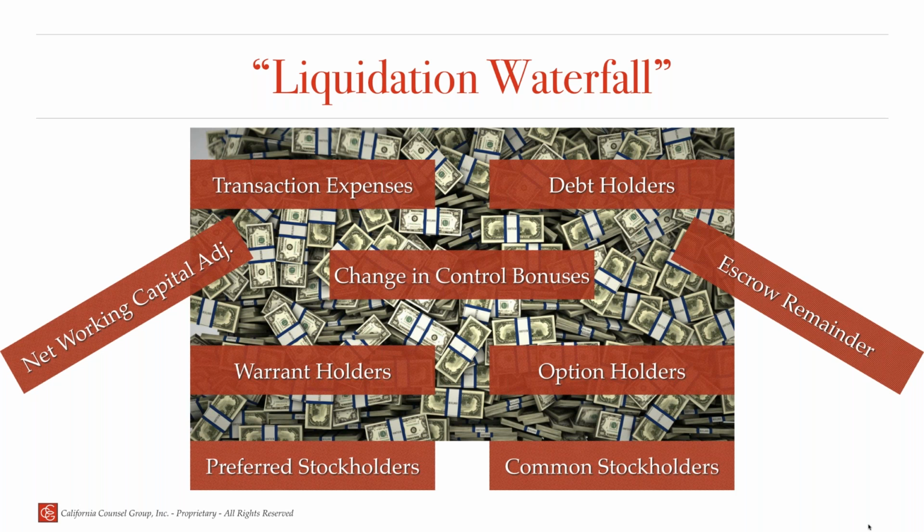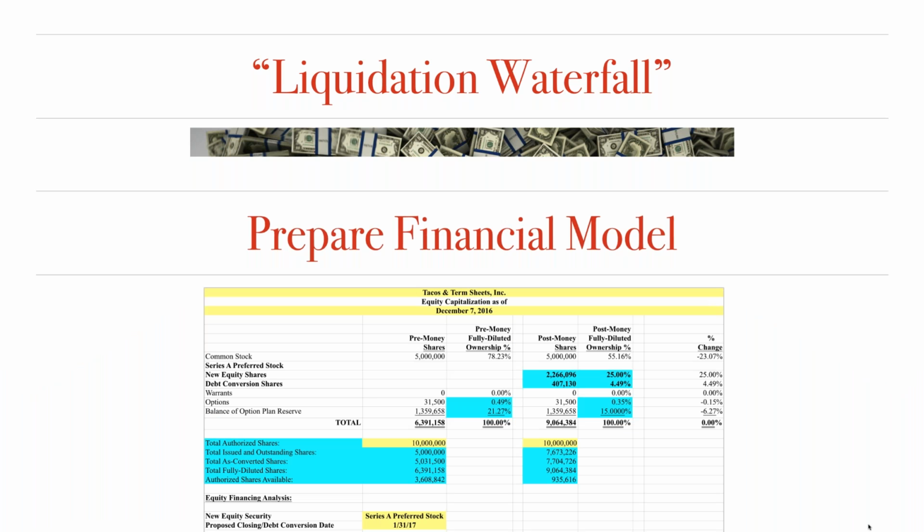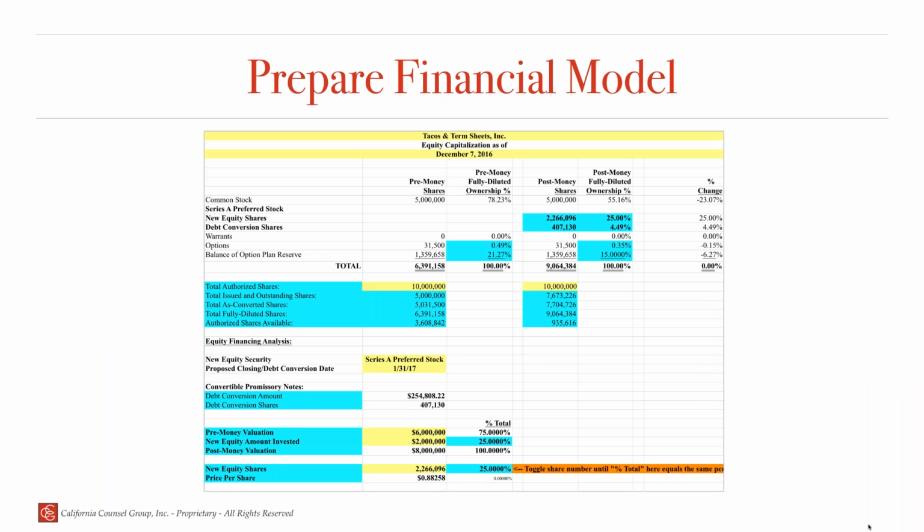And also, if there's any money after the conclusion of the escrow period, that needs to get distributed. So this isn't simple. You need to prepare a detailed financial model. This model is going to be customized. This is the model that we use for this preferred stock term sheet.